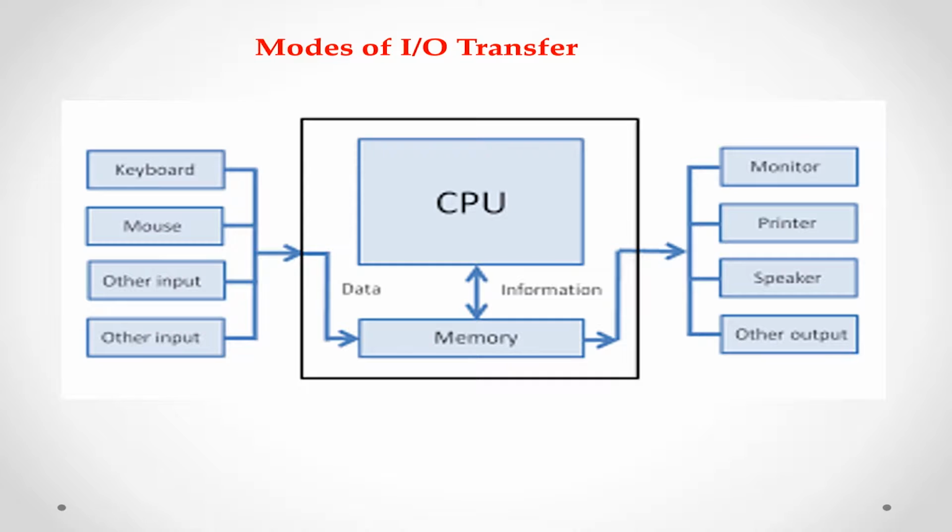After getting the basic knowledge about input-output system, let's move to modes of input-output transfer. Data transfer between the CPU and input-output devices may be handled in a variety of modes. Some modes use the CPU as an intermediate path. Others transfer the data directly to and from the memory unit.